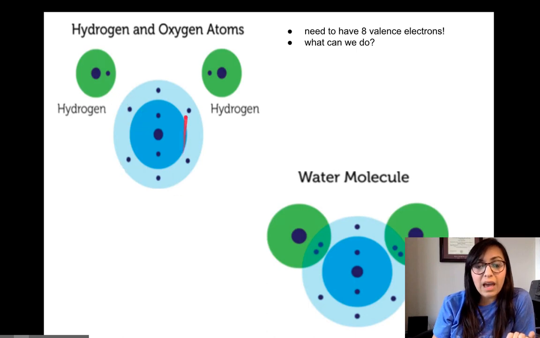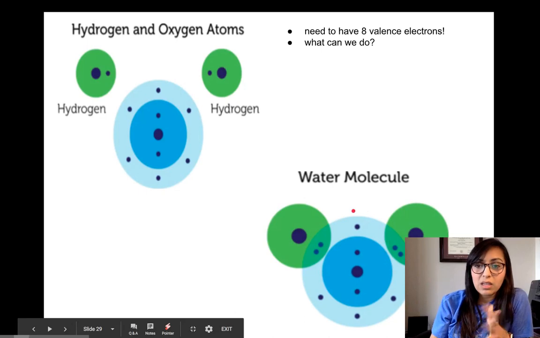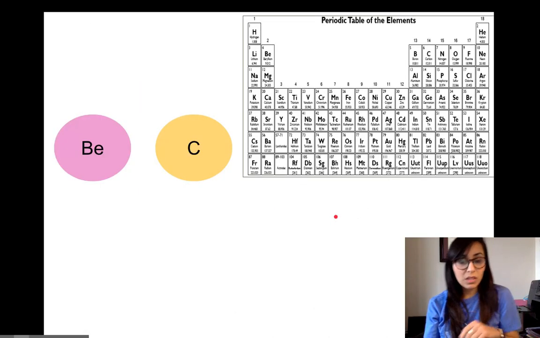So here's the atom of oxygen with 2 empty spaces for 2 valence electrons. And here comes hydrogen, and hydrogen just kind of inserts himself right there. And so now they're all full. Let's try another one.